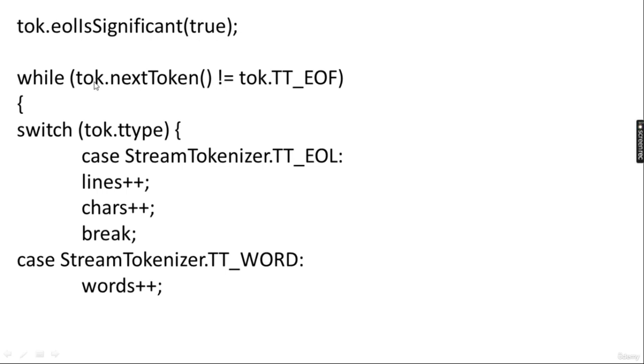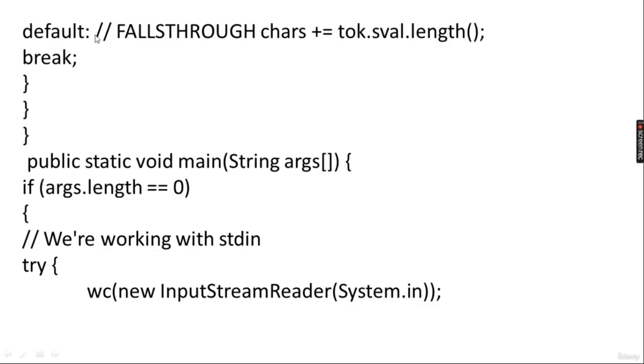So we'll take the next token and we will check the type of this. Okay. If the end of file is encountered, we will switch on the particular type. If it is end of line, a new line is there, so lines are incremented, characters are incremented, and break. If it is a word, words are incremented by 1 and, by default, characters plus equal to the value of the string's length. Okay, so those characters are added.